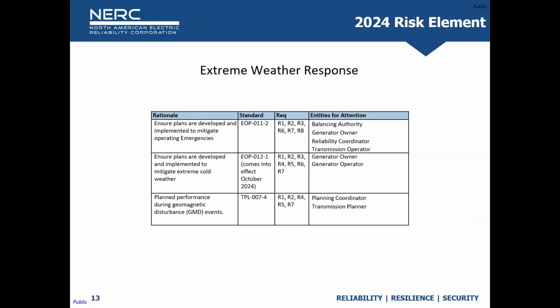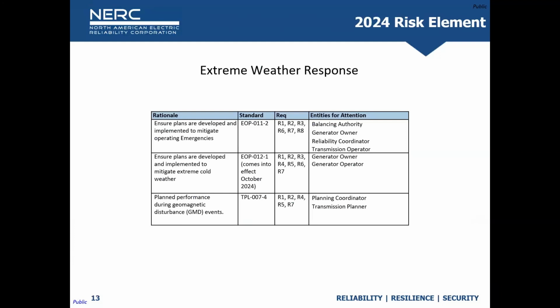Finally, we have extreme weather response. Extreme weather events encompass a wide range of situations that can cause major bulk electric system impacts. Specifically, we are looking for the grid being prepared for cold weather, hot weather, and geomagnetic disturbance events.